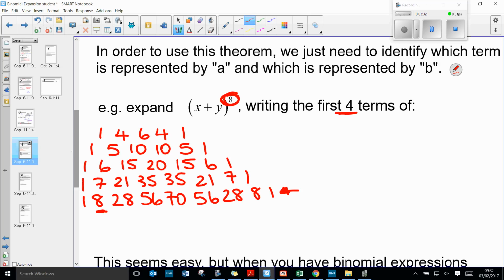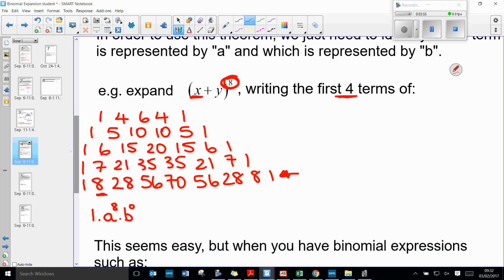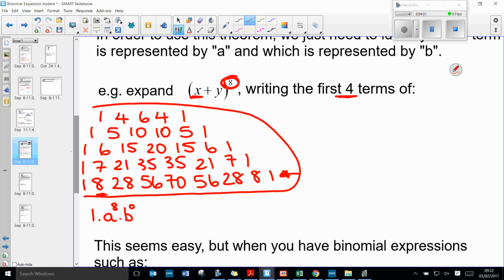We know that this is a. So our first term is going to be 1 times a to the power 8 times b to the power 0. What about those dots? They mean multiplies. Why are we doing that? Are we following the formula now? Now we've established our Pascal's triangle, it's taken up all our space, we're now actually answering the question.